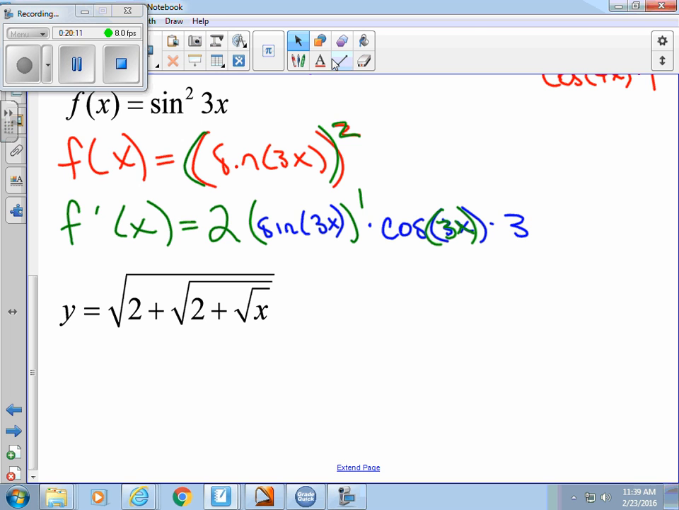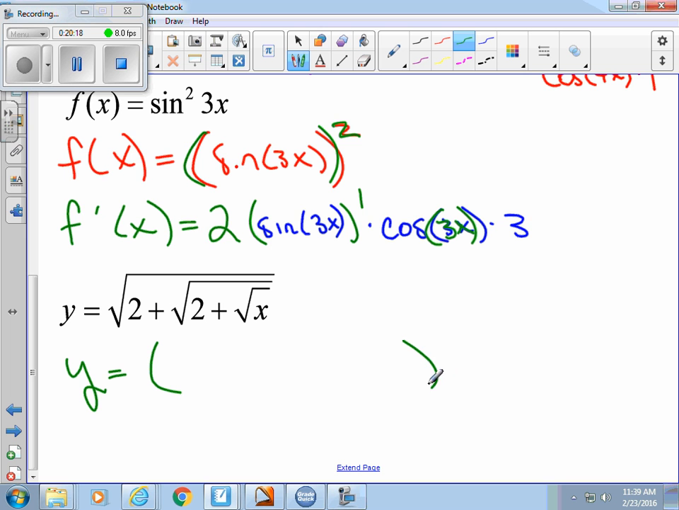Okay. This one is just mean and nasty. First thing I'm going to do is rewrite. Does everyone agree with that? So I have the square root on the very outside, which would be a 1/2 power.